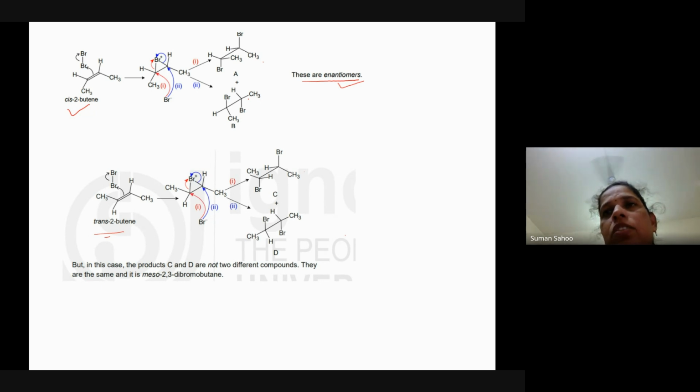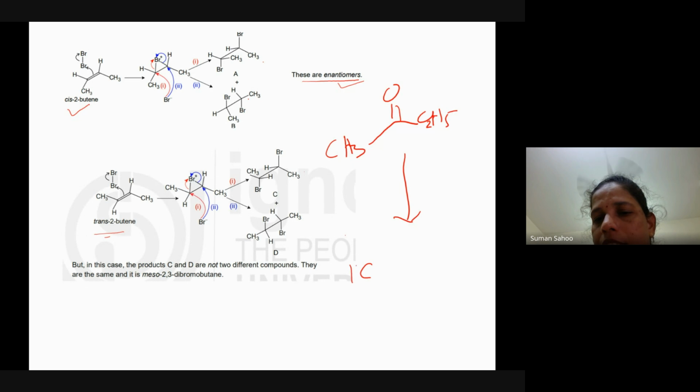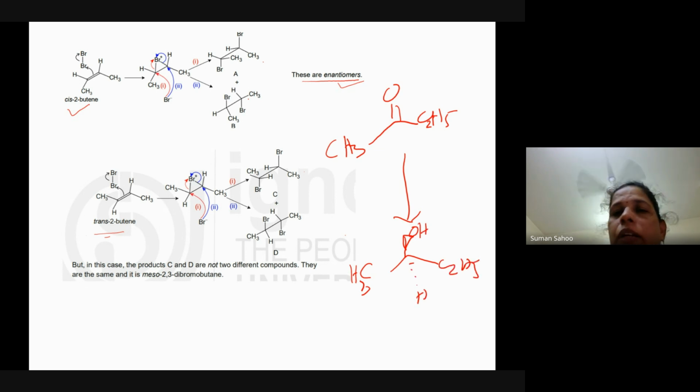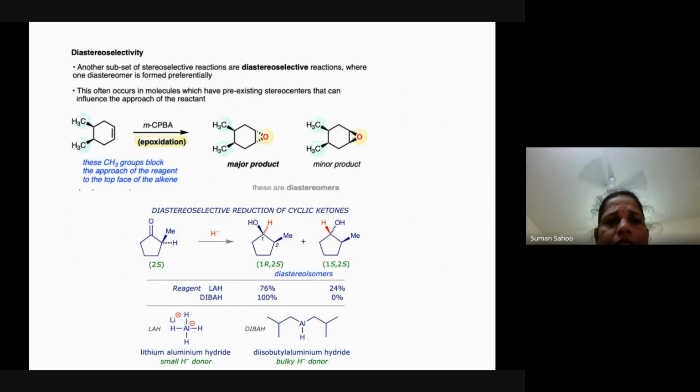But when comes your stereoselective, any compound you are taking, suppose we are just taking CH3, COCH3, C2H5. When we are just doing hydrogenation, we are getting one preferably over another. So this one is your stereoselective reaction. Or many stereoselective reactions are there.